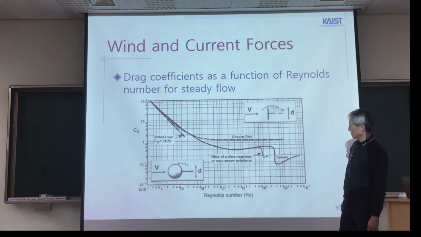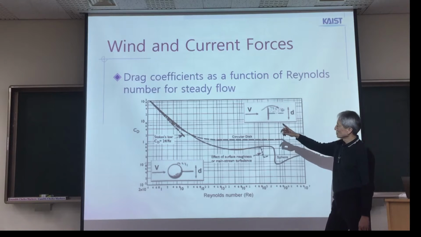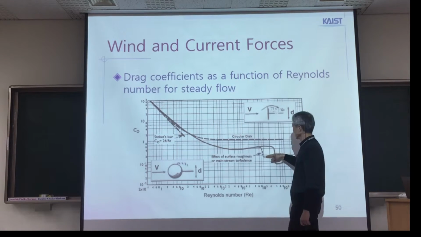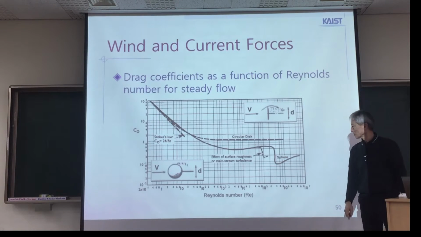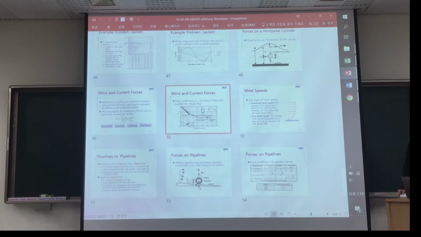And what is this? This is the Reynolds number, and this is the drag coefficient. The numbers go down, there are some fluctuations, and then something else. Okay. And wind speed, right? Okay. Again.